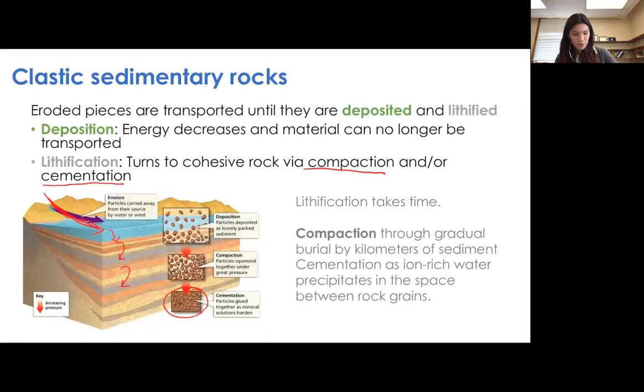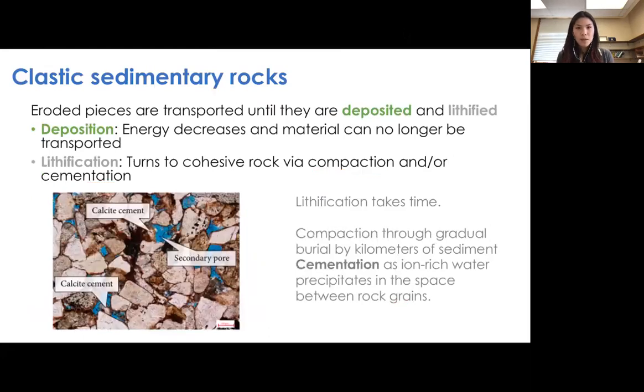Once these particles are compacted, the water that's flowing through those pore spaces will often contain a lot of ions, mostly of silica, maybe some carbonate, and they start to precipitate those ions out into a solid form. And those solid forms act as cement that binds all of the particles together. So this is an example of cementation.